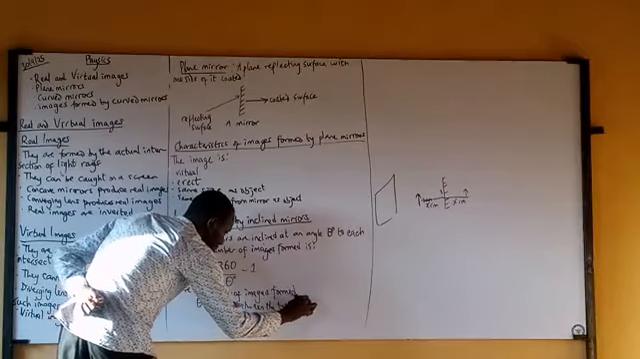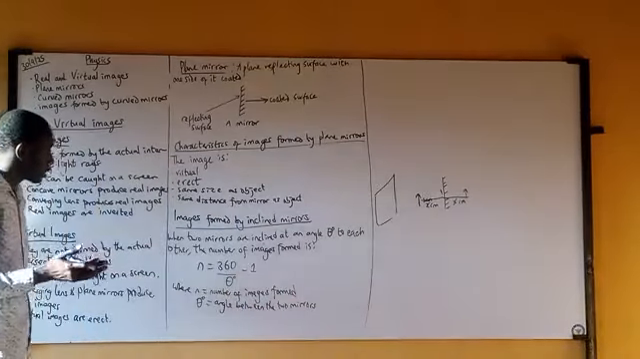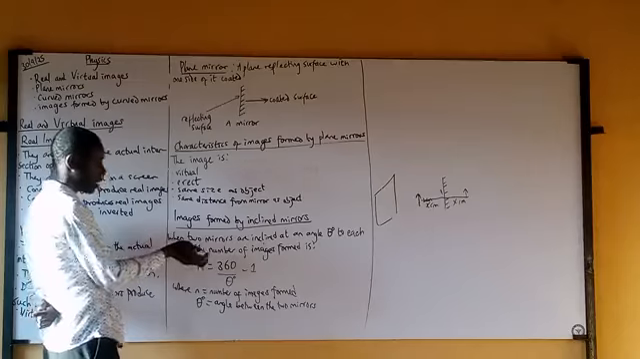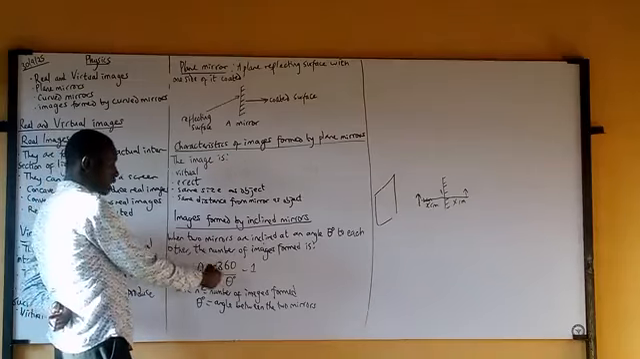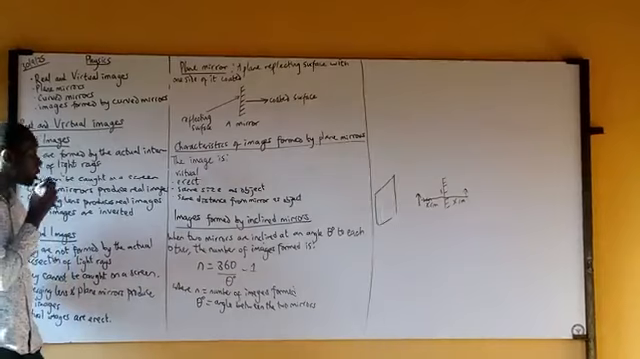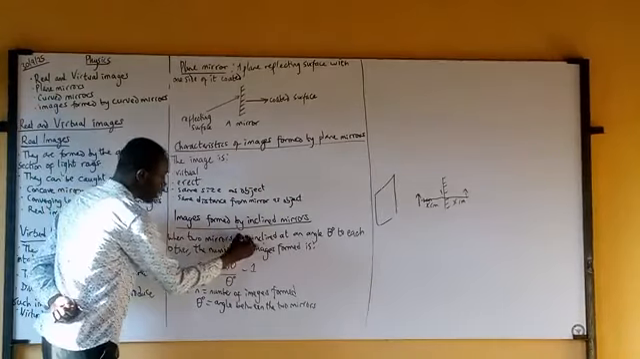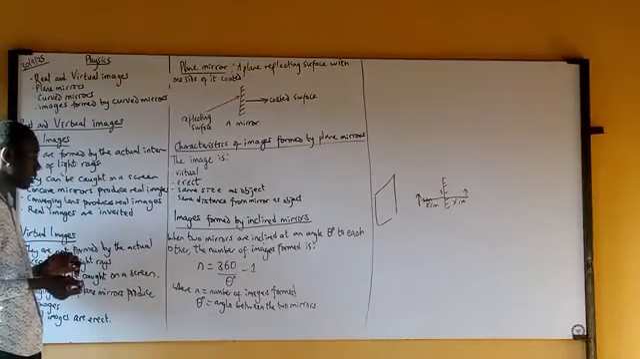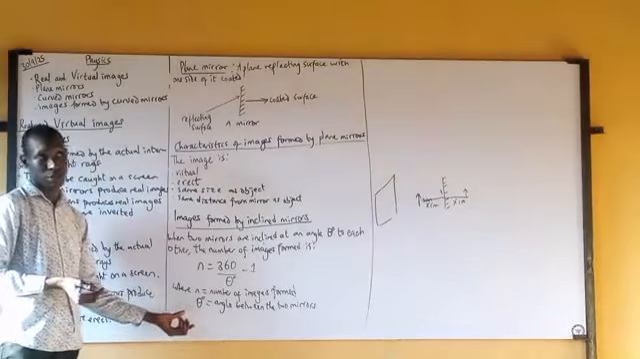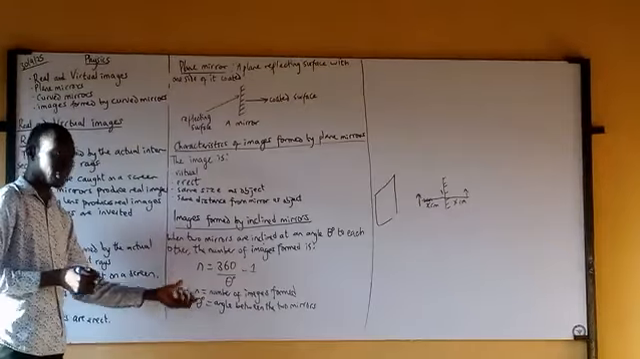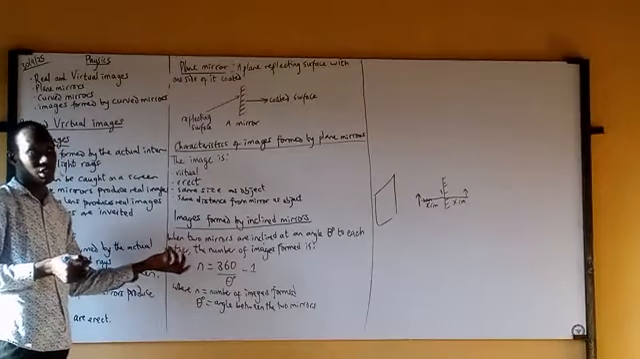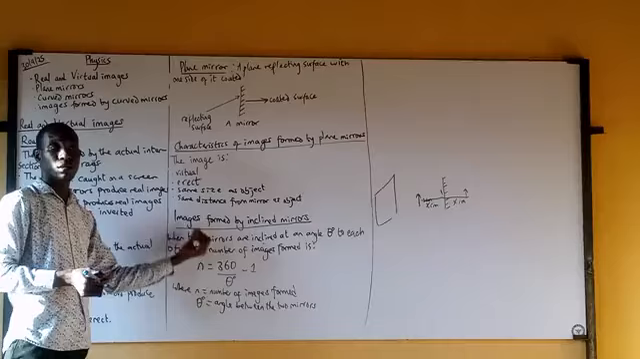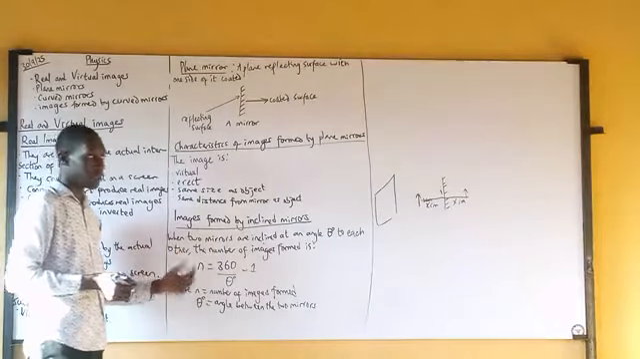So it's obvious that we can say the number of images largely depends on the angle of inclination between the two mirrors. What determines the number of images that will be formed is dependent on the angle between the mirrors. Looking at it carefully, there is an inverse relation between them. That would mean that the larger the angle is, the smaller the number of images we are going to have.